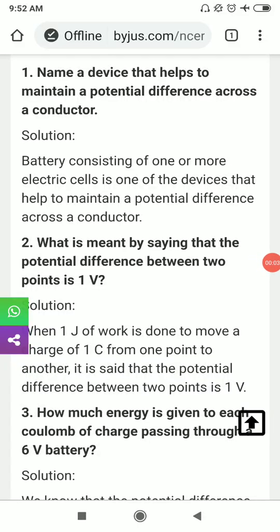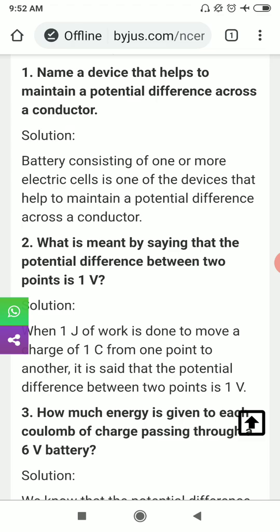Hello, everybody. We are going to discuss some questions of class 10 physics. The first question is, name a device that helps to maintain a potential difference across a conductor. So, how can we maintain a potential difference? A battery is used. So, how will you write the answer?